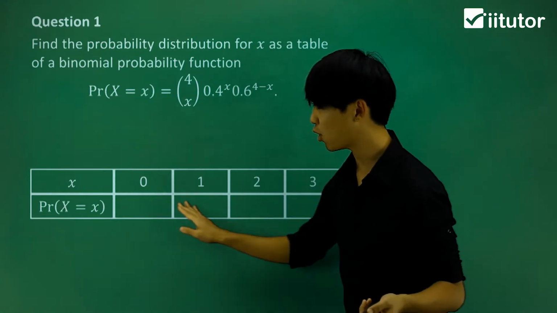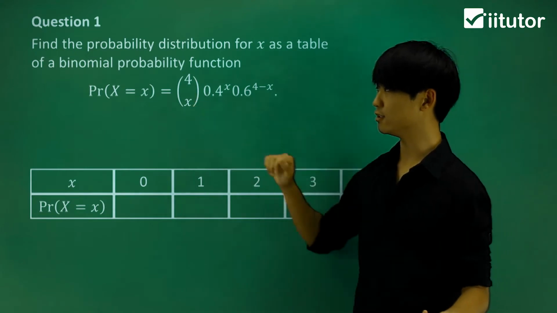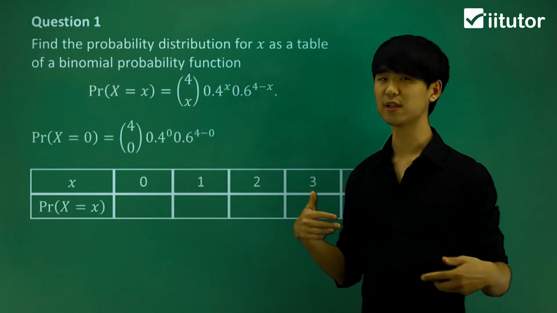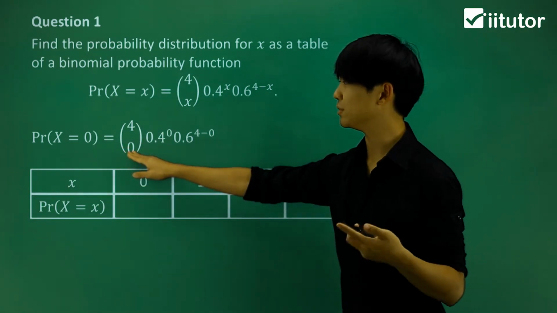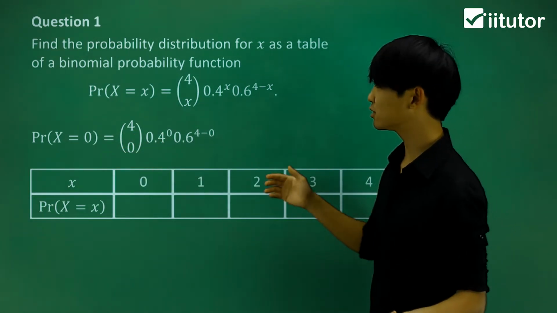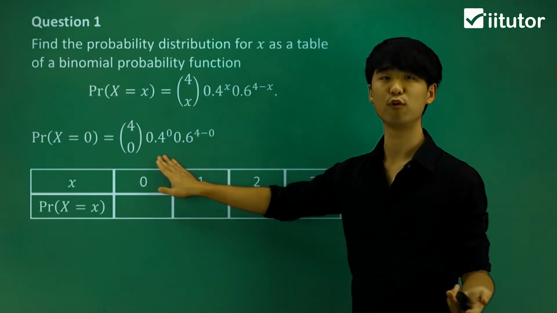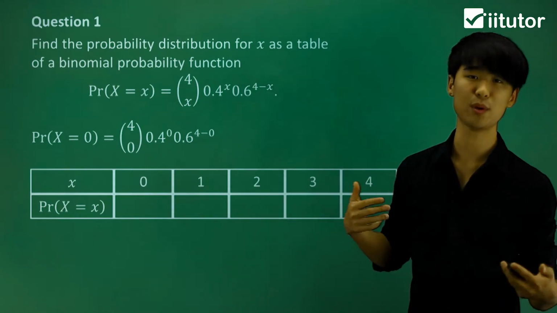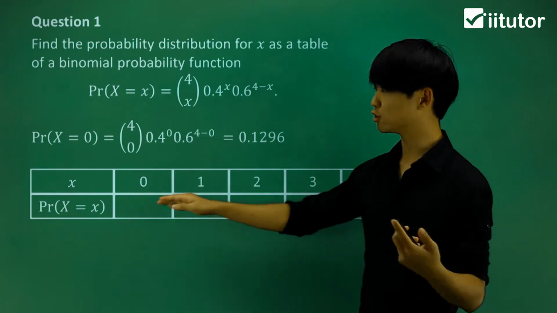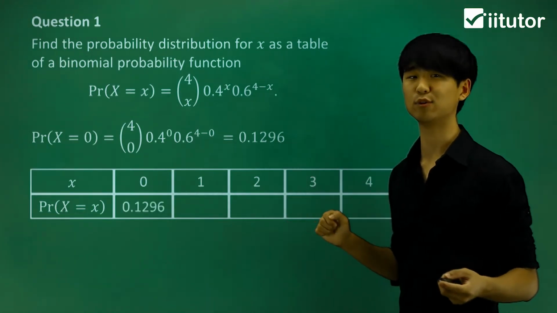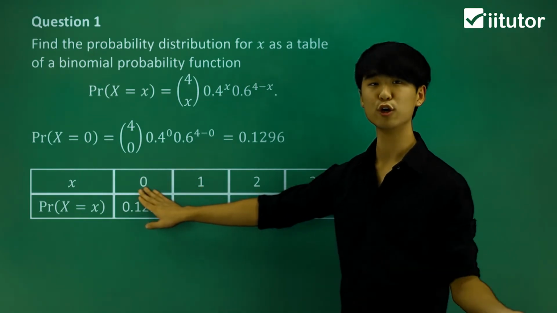We're going to find the probability of each of these outcomes, and we're going to use this function to do that. The first thing I'm going to do is find the probability when my outcome is 0, which means 4 combination 0, and I'm just going to replace all my x's with zeros. So 0.4 to the power of 0 and 0.6 to the power of 4 minus 0. I want you to put that into a calculator and write down the probability into the table like this. So that's the probability of my outcome of having no successes.